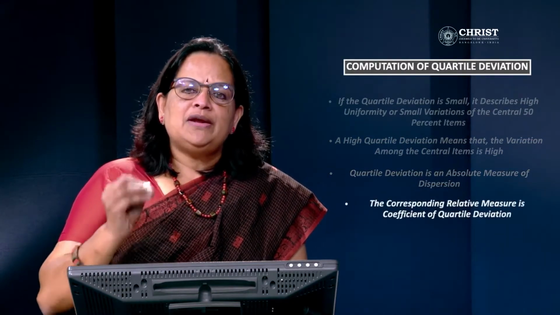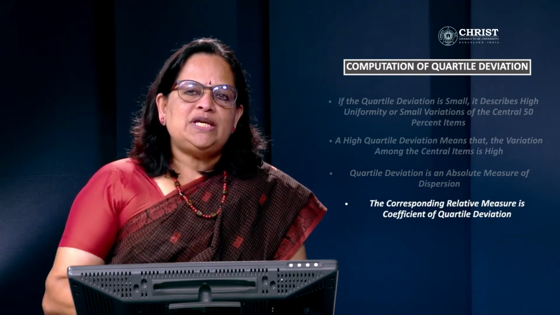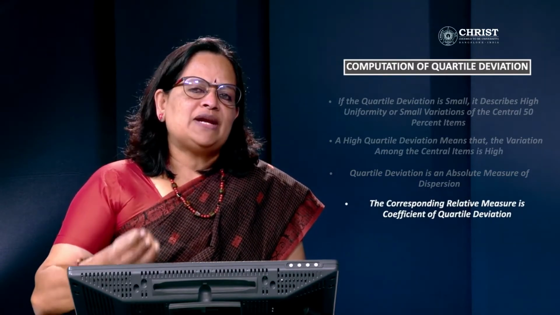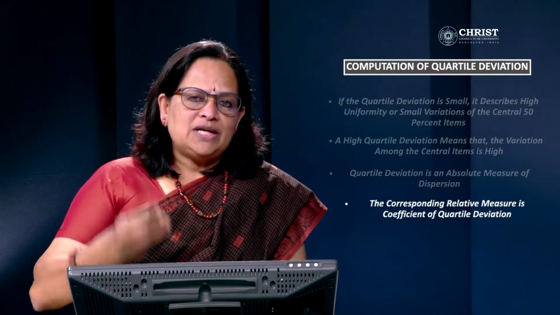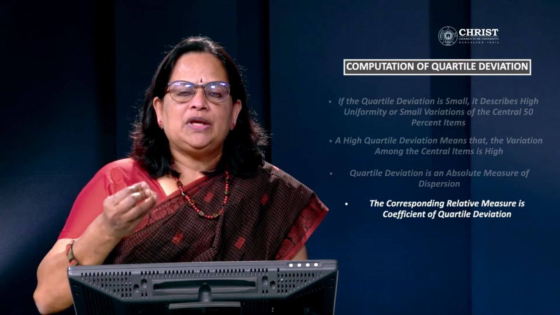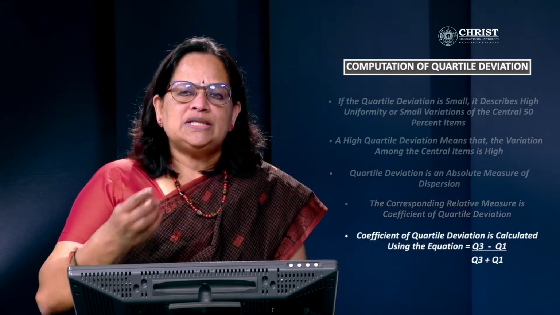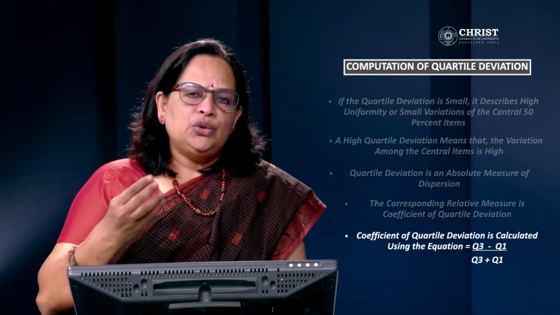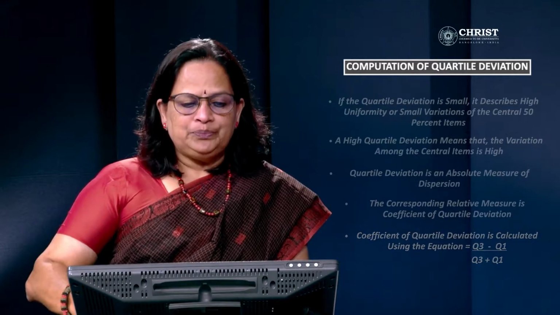The corresponding relative measure is the coefficient of quartile deviation. When we express the absolute measure of dispersion, we write the units, whereas when we write the relative measure of quartile deviation, we do not write the units. That we have to remember. Now the coefficient of quartile deviation is calculated using the equation Q3 minus Q1 divided by Q3 plus Q1.